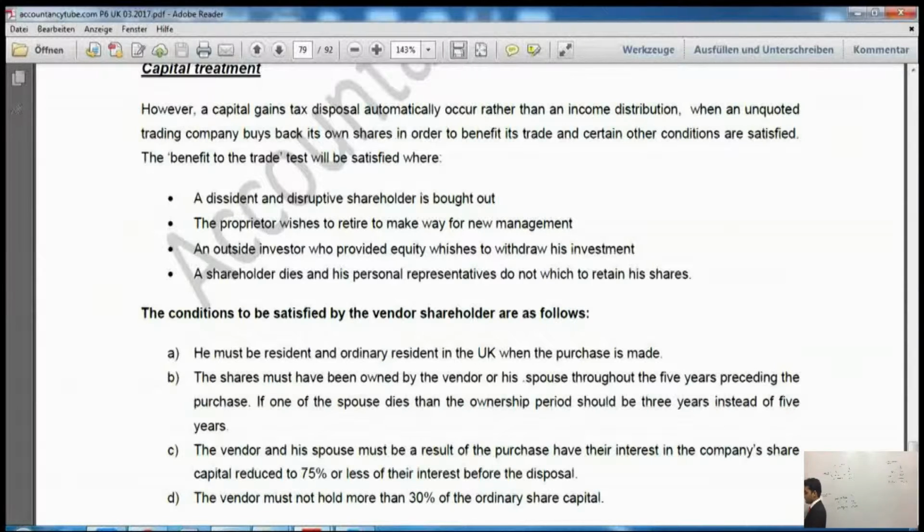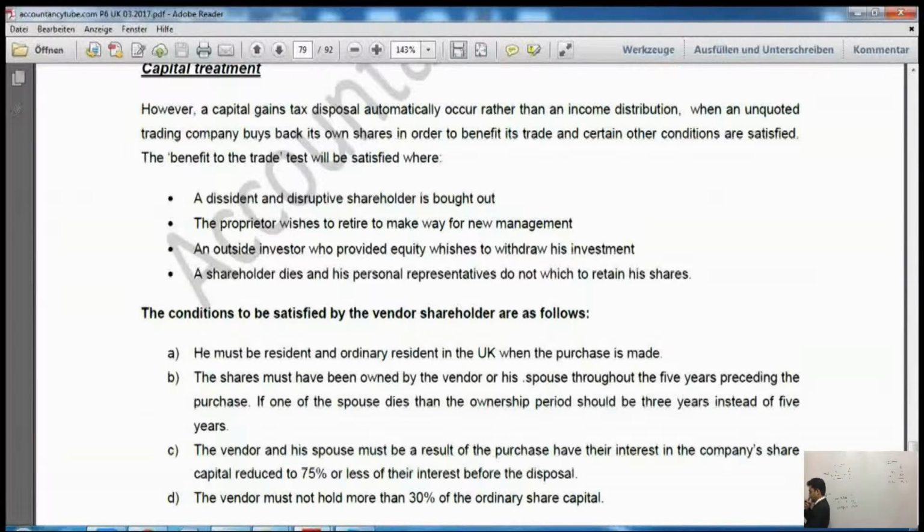First one, it says the dissident and disruptive shareholder is bought out. Say, for example, the shareholder was disruptive, constantly saying to you, please increase the dividend, please do something to increase the share price. So he was disturbing you, forcing you to take some action all the while, and disturbing other shareholders as well. If you buy back shares from that shareholder, that will benefit the trade, won't it?